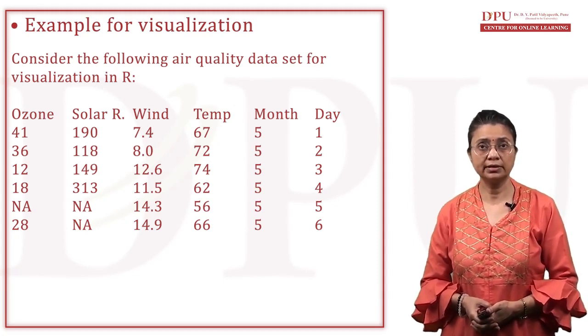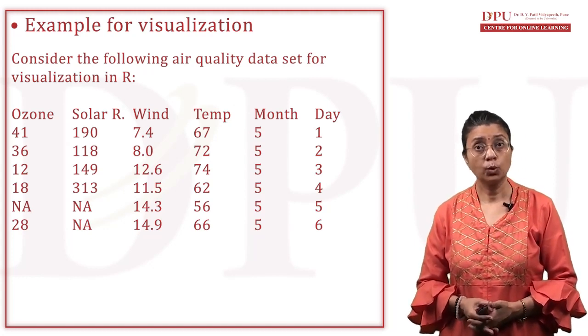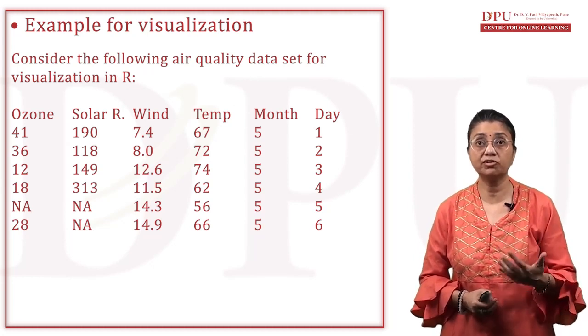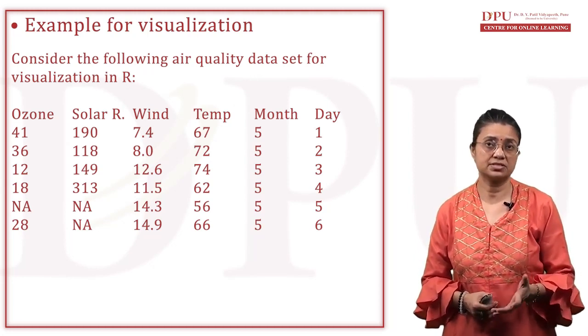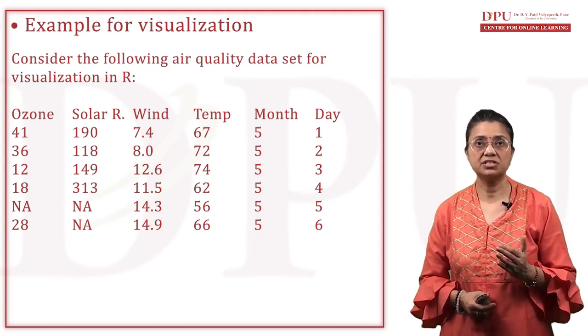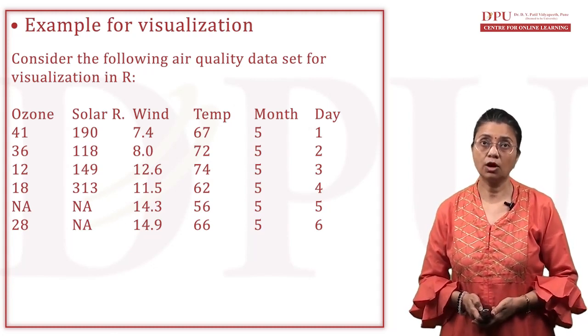So you can see over here ozone, solar, hour, wind, temperature, month, and day. You can see 5 stands for the month 5, whereas 1, 2, 3, 4, 5, 6 stands for the day. And temperature you can see 67, 72, and so on. So that is how the values are there pertaining to every column.